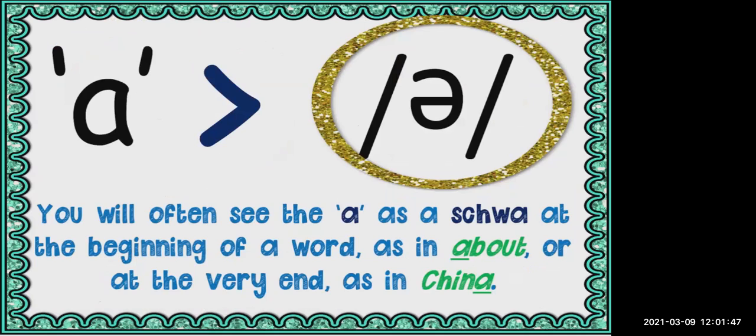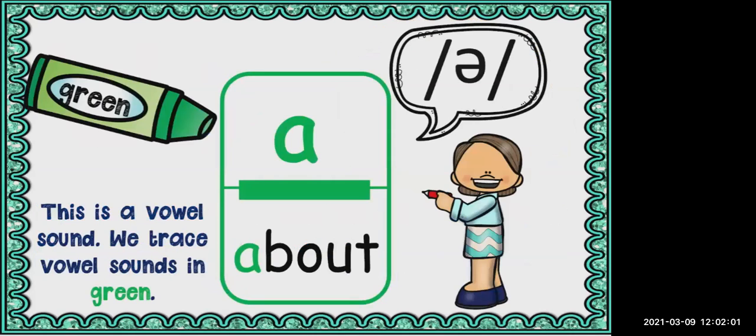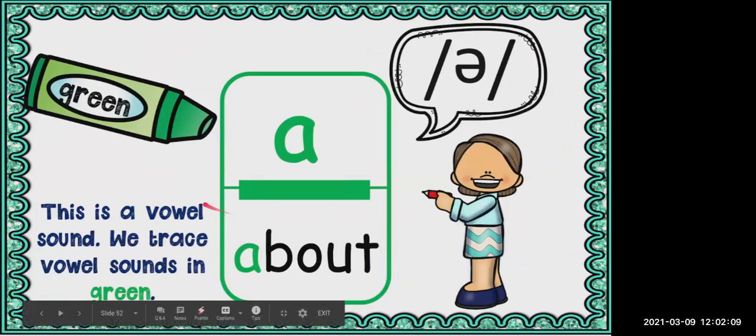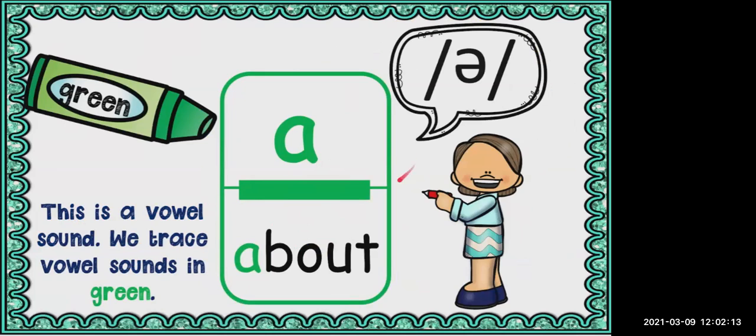So you will often see the A as the schwa at the beginning of a word, like in about, or at the very end of the word, as in China. It is a vowel sound, and we're going to trace the vowel sounds in green. Look at this power bar, guys. This power bar is big. What does that tell you about the schwa sound in the letter A?